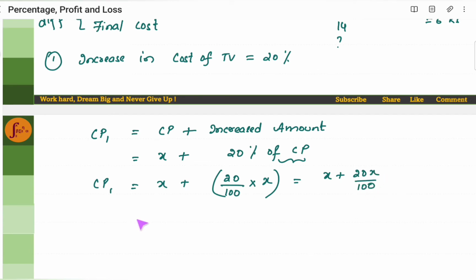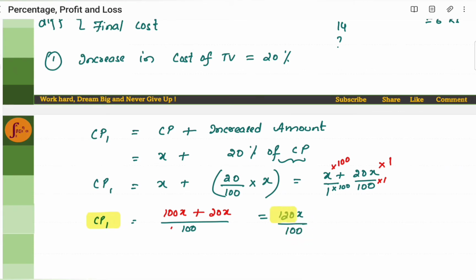Now if I take the LCM as 100, then I have to multiply the 1 by 100, so I should multiply the numerator by 100. So I'll get 100 into x is 100x plus 20x into 1 is 20x. Therefore, what is CP1? CP1 is 120x by 100. So let's remember this CP1, we need this for the next set of calculations.